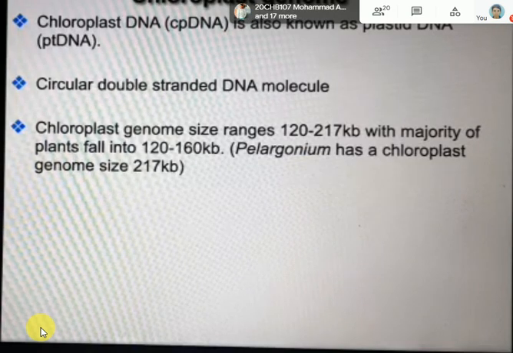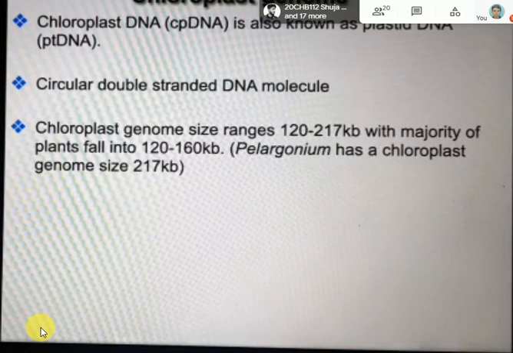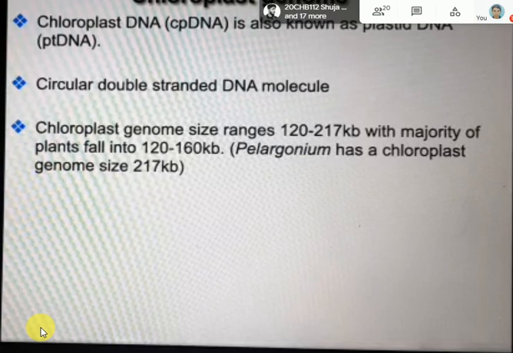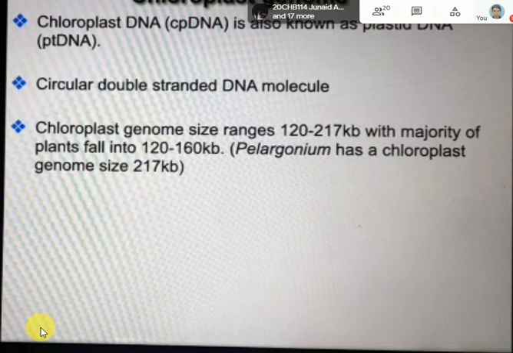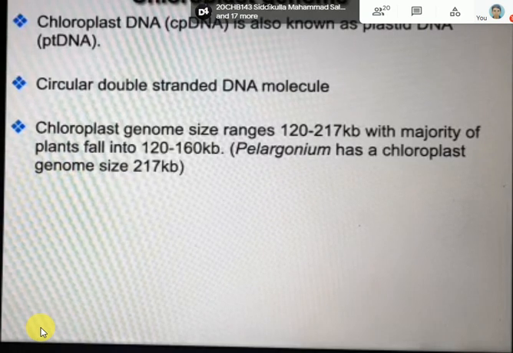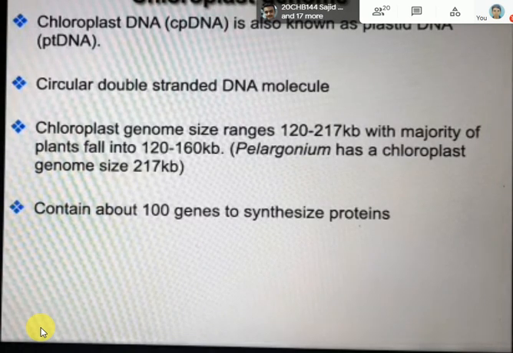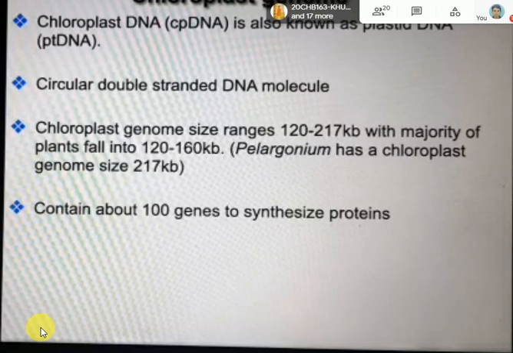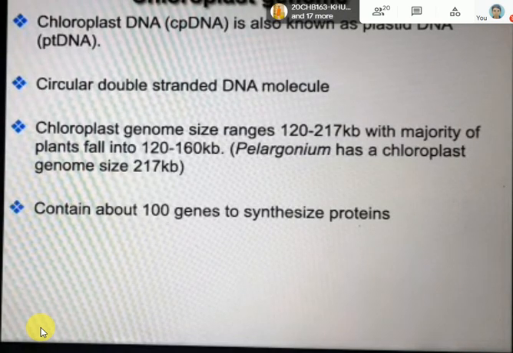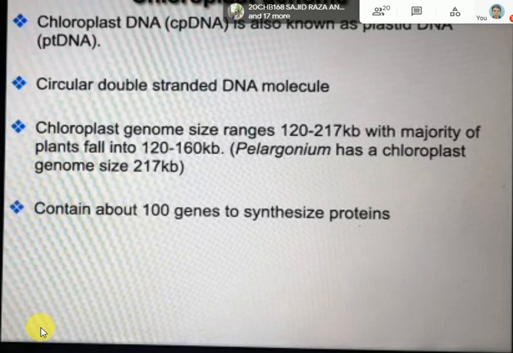But when we make the comparison with eukaryotic DNA, the chloroplast genome is comparatively very small. In Pelargonium, the chloroplast genome size is 217 kb. It contains about 100 genes to synthesize protein, so it's not a very small one. Because it bears 100 genes, there are 100 points where the messenger RNA can be formed.